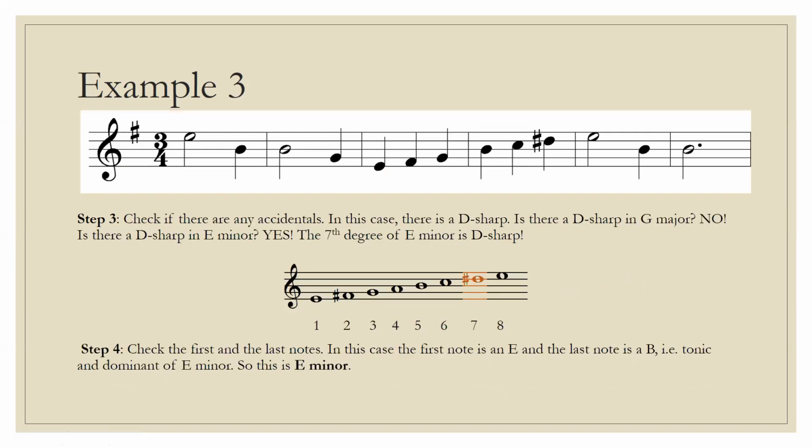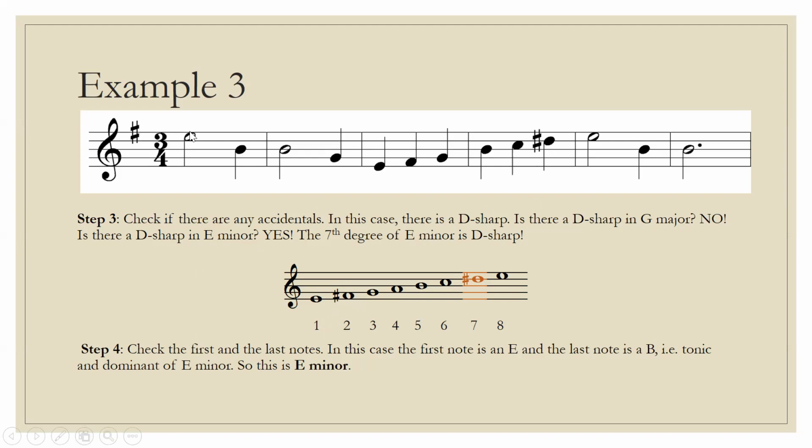Step 3, are there any accidentals? Yes, there is an accidental, D sharp. Is there a D sharp in G major? No, there is no D sharp. Is there a D sharp in E minor? Well, let's have a look. Here is the E minor scale. E, F sharp from the key signature, G, A, B, C, and the 7th note is a D, which we need to raise up to D sharp. So E minor does have a D sharp.